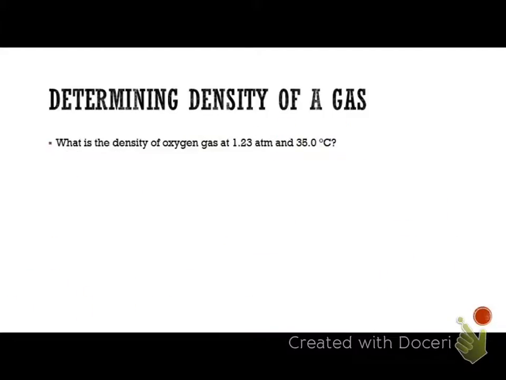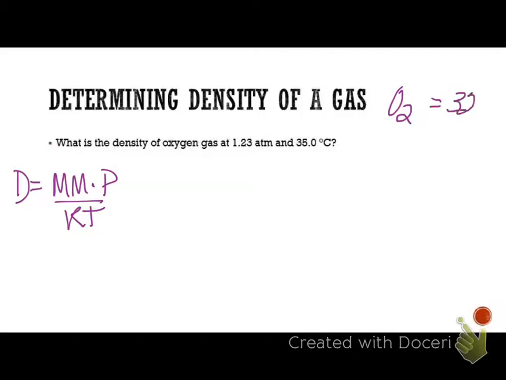Here we have another density problem, density of oxygen. So molar mass times P over RT. Oxygen gas, remember, is O2 because it's a Brinkelhoff. So that means my molar mass is going to be 32 grams per mole. And they gave me everything but the temperature that I need. So that's going to be in Kelvin. That's going to be 308 Kelvin.